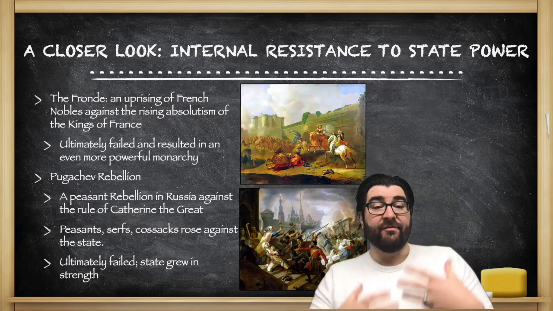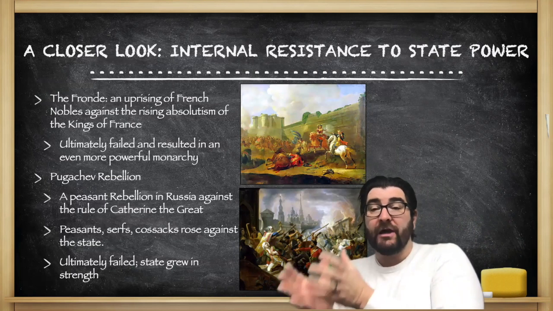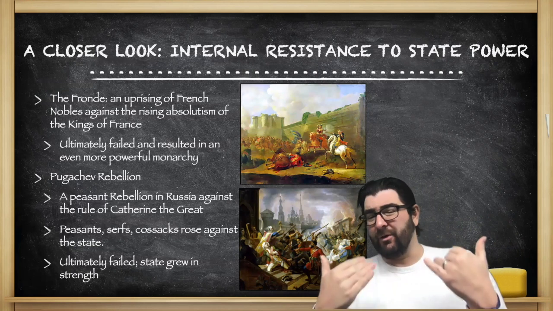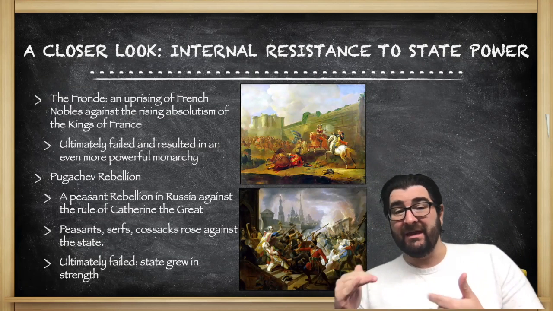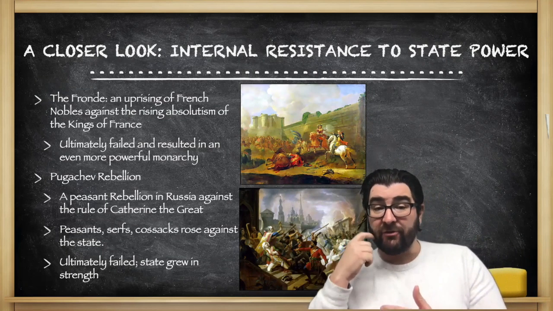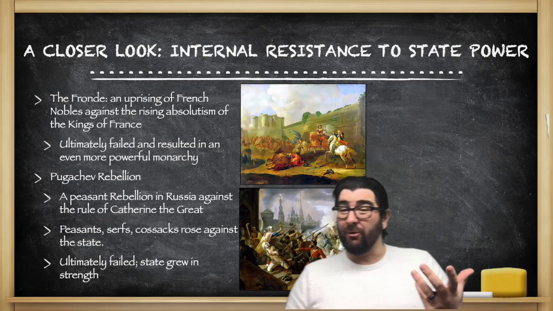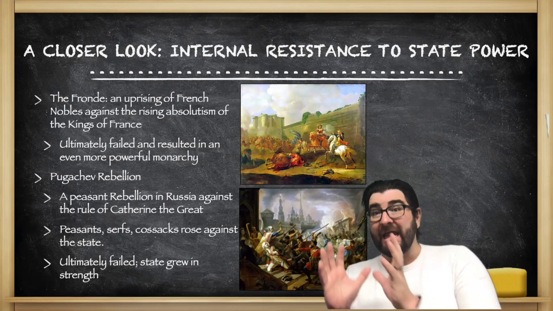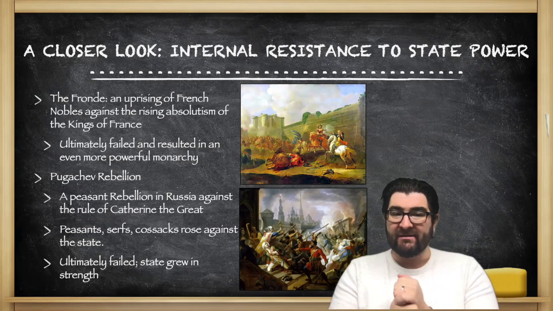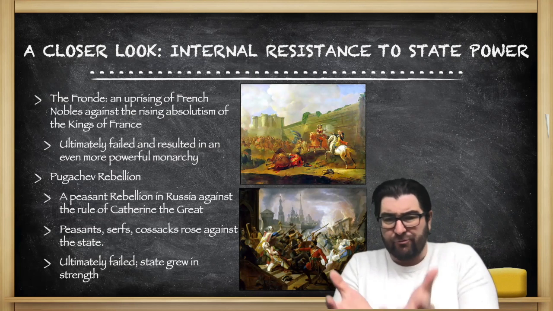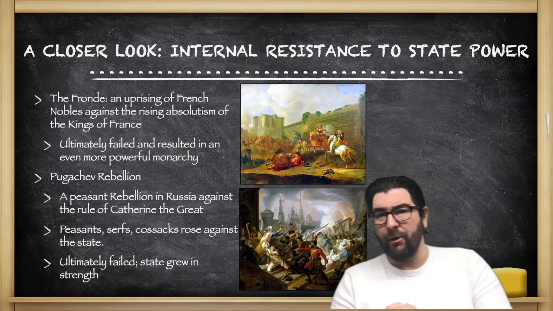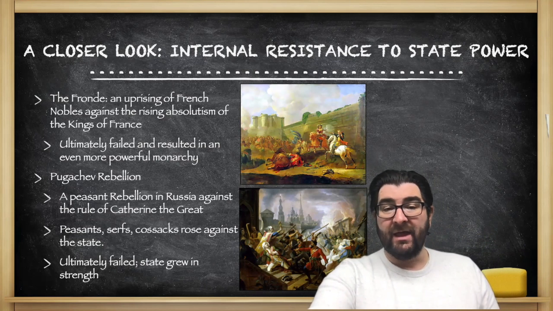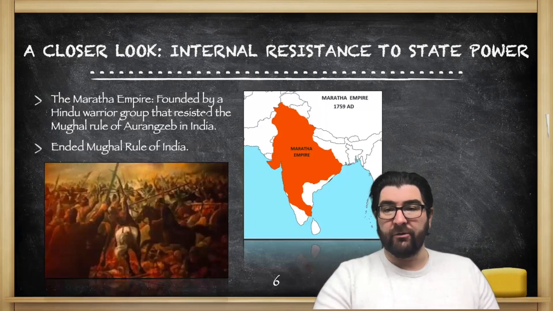In France, the Fronde is a series of uprisings of French nobles against the continuing growing power of the French king. These will ultimately fail and actually result in even more powerful and more centralized governments. In Russia, we see the same story with the Pugachev rebellion, a peasant rebellion against the rule of the Empress Catherine the Great. Peasants and serfs and Cossacks rise up against this centralized power of the state and the nobles in Russia. Ultimately, this as well will fail and leads to more state growth.